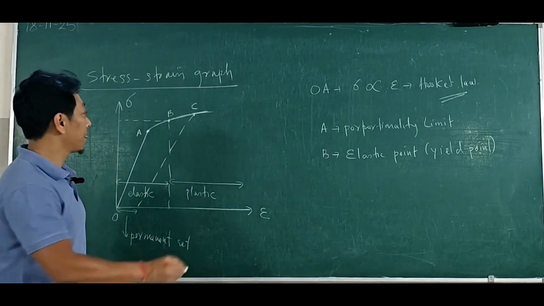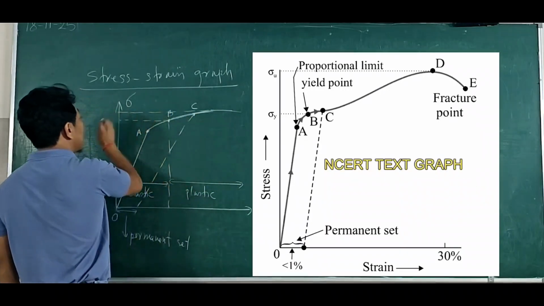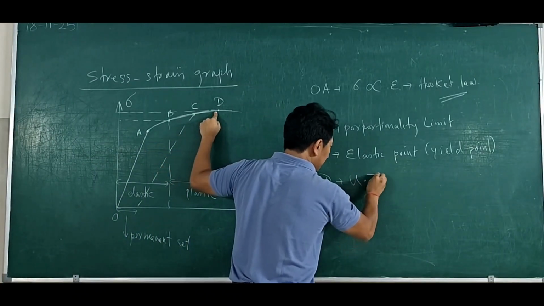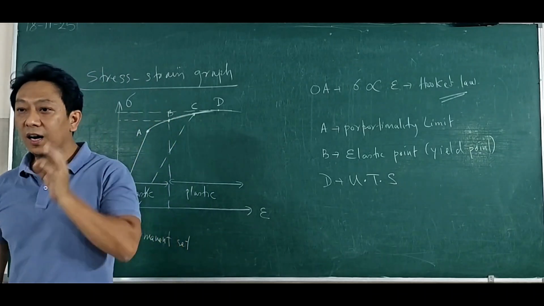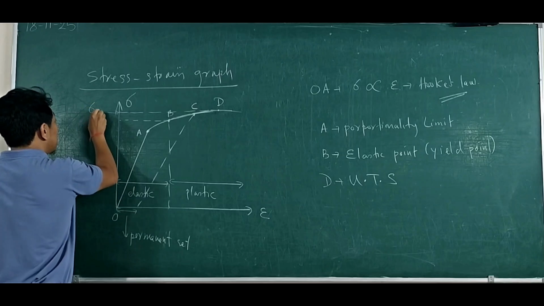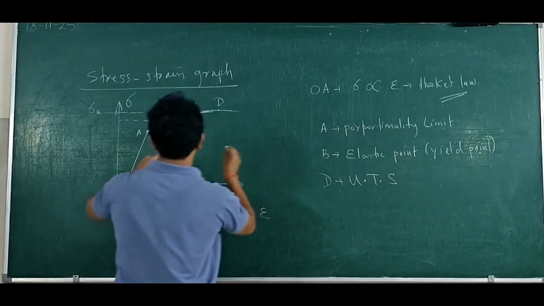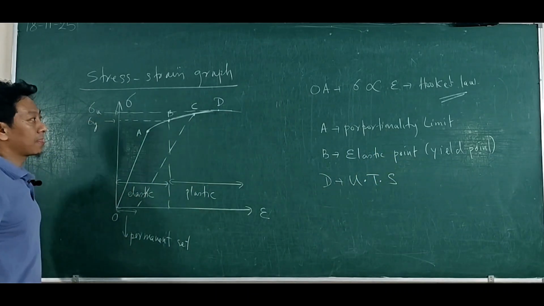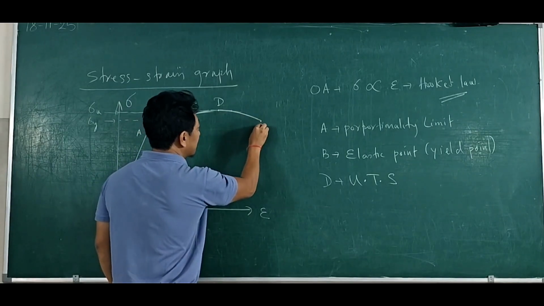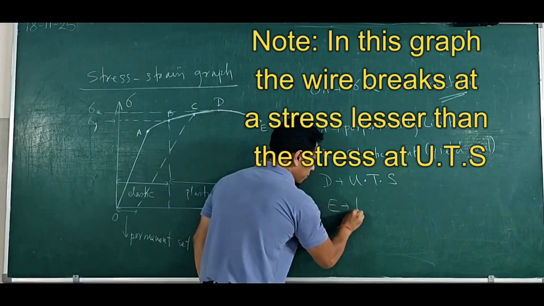Then a time comes when the stress becomes maximum as given by the NCERT graph, and that point is called ultimate tensile strength. Please write the spelling, ultimate tensile strength. So the stress corresponding to that point is written as sigma u, and the stress corresponding to this point B, which was yield point, is called sigma y. And after that NCERT shows the graph dipping down, and somewhere here at this stress the wire will break. So E is called your fracture point.